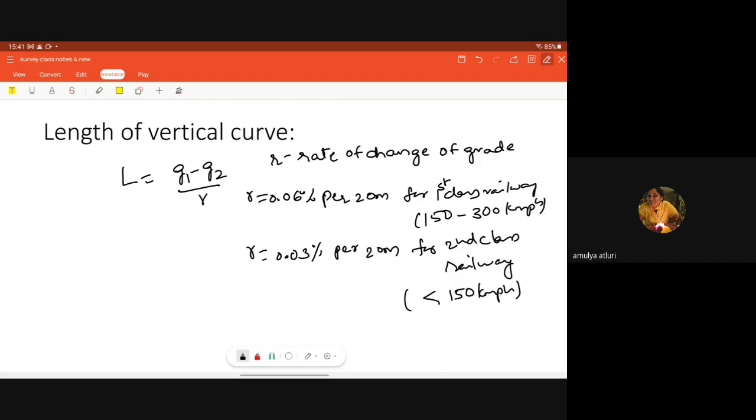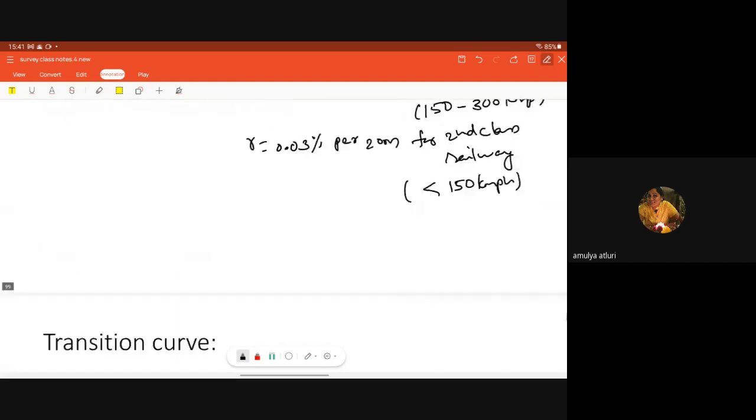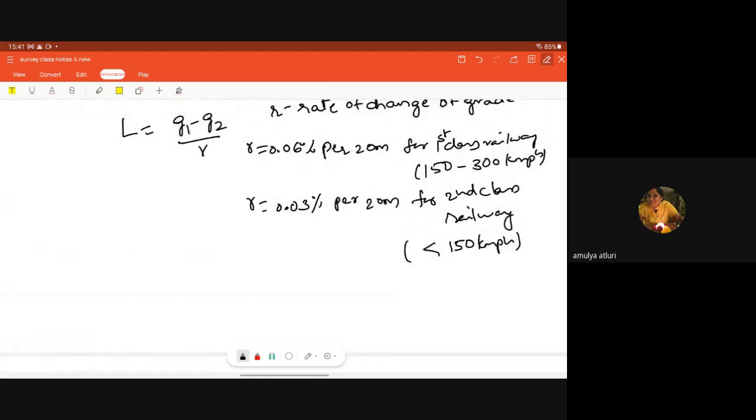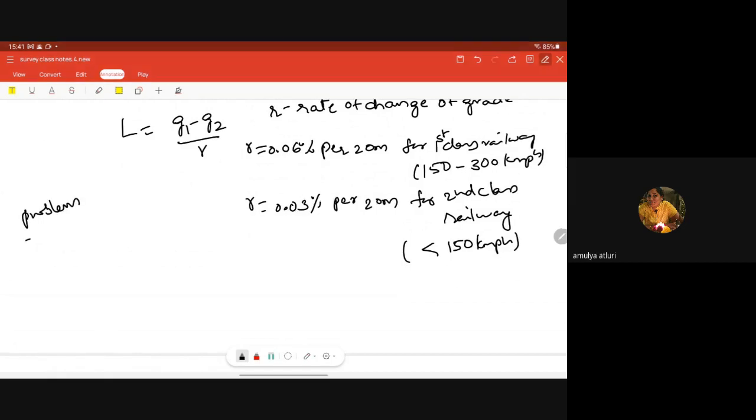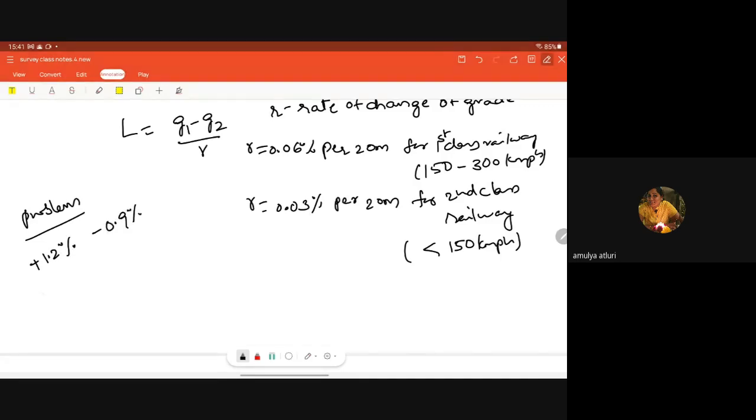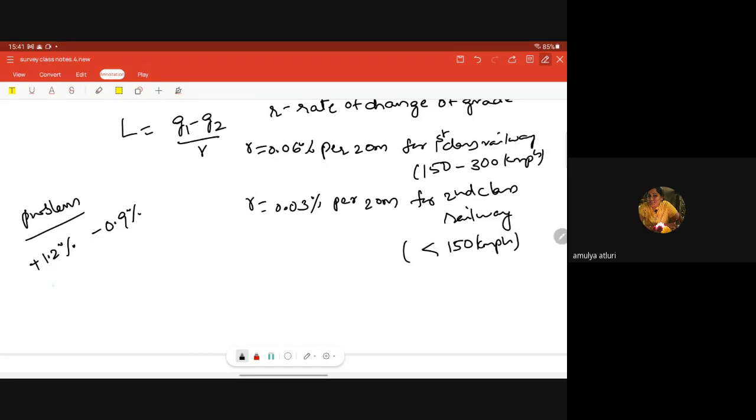Okay, now let's deal with a problem. If two grades of plus 1.2% and minus 0.9%, these are the two grades G1, G2, meet to form a vertical curve. I want to know the rate of change of grade, R, which is equal to 0.1% per 30 meters.